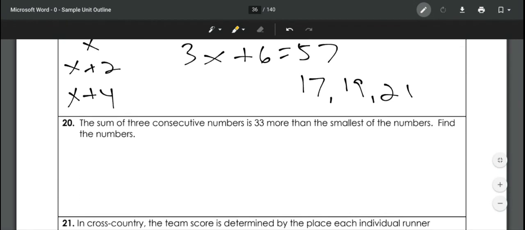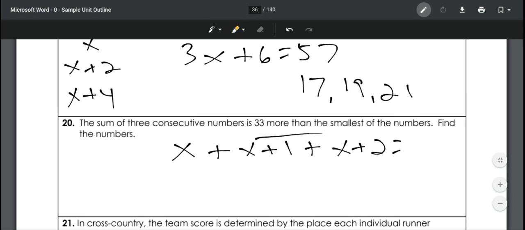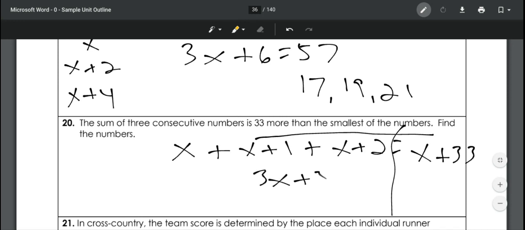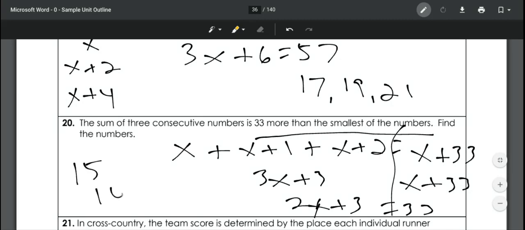Okay, now we're doing 3 consecutive numbers. So we're just going to have x plus x plus 1 plus x plus 2 is 33 more than the smallest number. So the smallest number is x and 33 more. Now this is one where you're going to have variables on both sides, but you should already know how to solve that. So you have 3x plus 3 equals x plus 33. I would minus x on each side. So you get 2x plus 3 equals 33. And then when you solve it, you should get 15. And the other ones are 16 and 17.